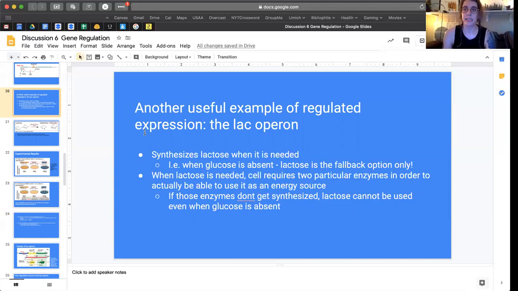And so when lactose is actually needed, the cell requires two particular enzymes in order for that to be broken down and actually used as an energy source. The two enzymes are called beta-galactosidase and lactose permease, and I'll go over those a little bit more in a second. But essentially, if you run out of glucose and you have lactose, those two enzymes are required for this to be utilized. So how that relates to regulation is that we want the cell to know, okay, we have lactose present and we need it, so let's synthesize these two enzymes now. But if glucose is present, or if lactose is absent, there's no reason for these enzymes to be made.